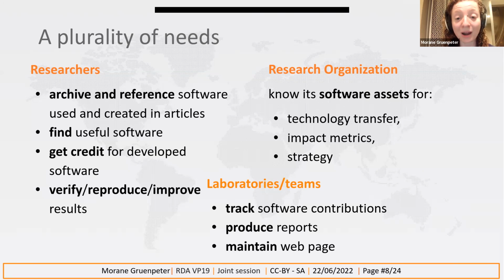And in parallel, there are research organizations and laboratories. The research organization wants to know the software assets with the metrics and to inform the strategy. And the laboratories and teams want to track the software contributions, produce reports, and maintain web pages. All of these needs are very important and should be kept in mind when providing identifiers.